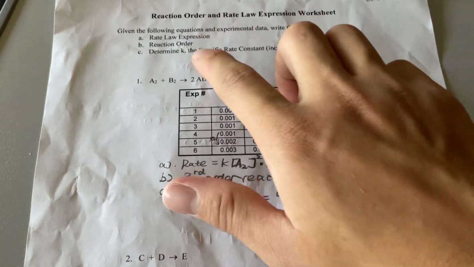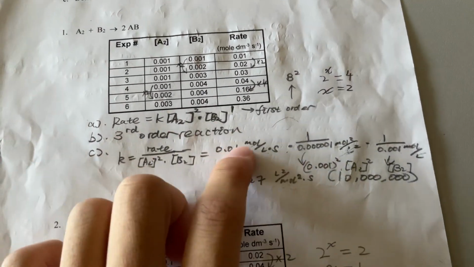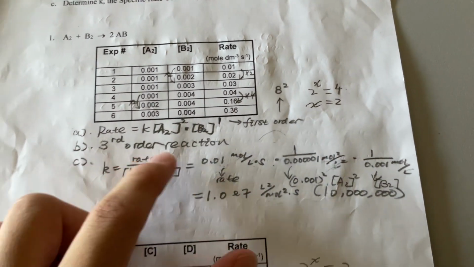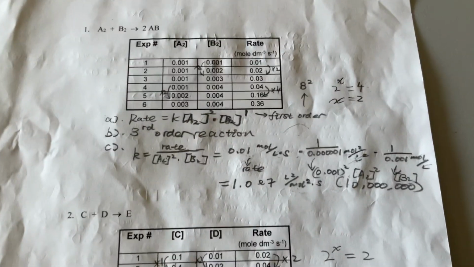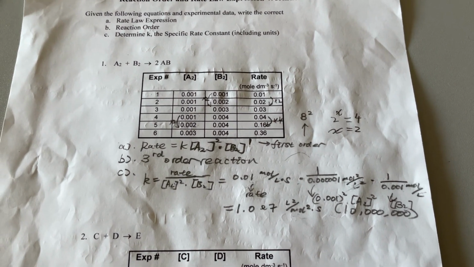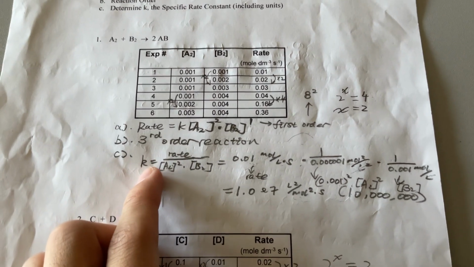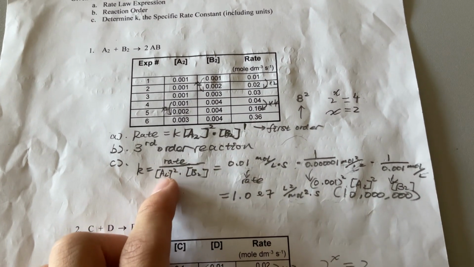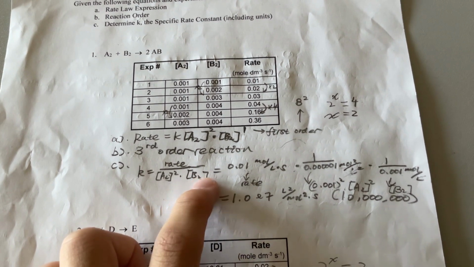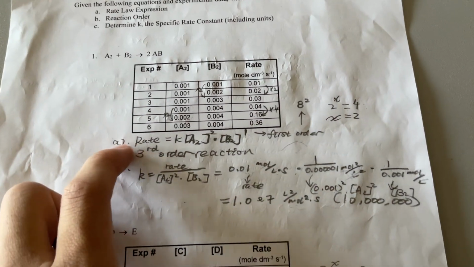And for B, we're finding the reaction order, which is a third order reaction. When we add 2 and 1, that's how we get the third order reaction. And for part C, determine the k, the specific rate constant, including units. So here we have k equals the rate over [A]^2 multiplied by [B]. And where we get this is from the first one that we did.